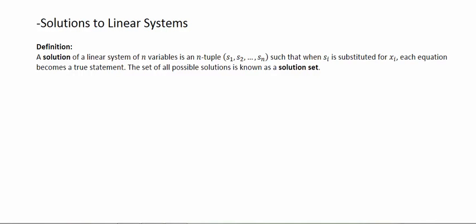So the next thing we'll talk about is solutions. It doesn't help just to have a linear system, we need to know the solution. So a solution of a linear system of n variables is an n-tuple, s1 through sn, such that when si is substituted for xi, each equation becomes a true statement. And if we deal with all possible solutions, this is known as a solution set. So the idea here is to find what works in every single equation.